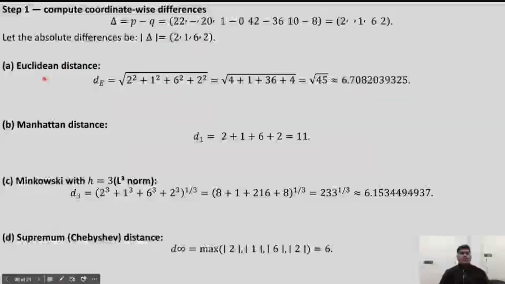Let the absolute differences be the modulus of all these values. Now Euclidean distance. By applying the formula of Euclidean distance, we get the value 6.7082 and so on. Now Manhattan distance. By applying the formula for Manhattan distance, we get 11. Now Minkowski with h equals 3 given. By applying the formula, we get 6.15344. And supremum distance is the max of all the values, so here we have 6.